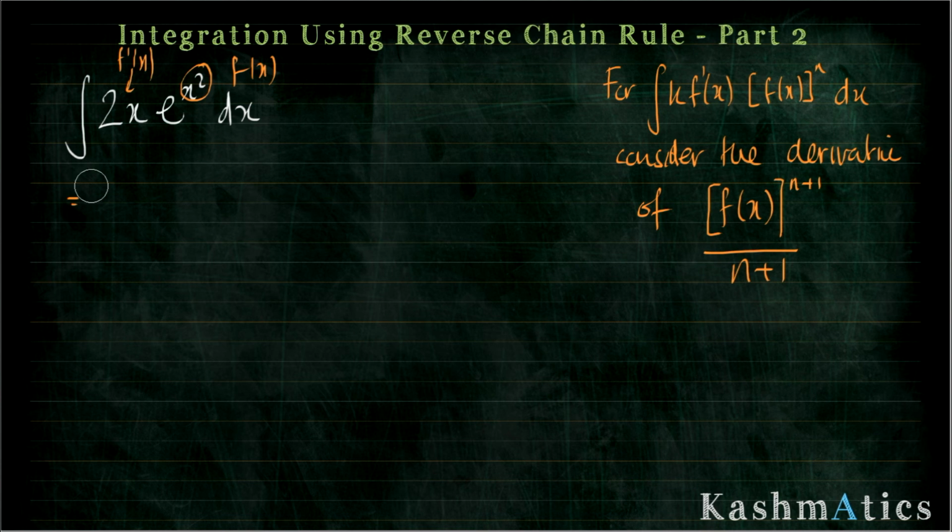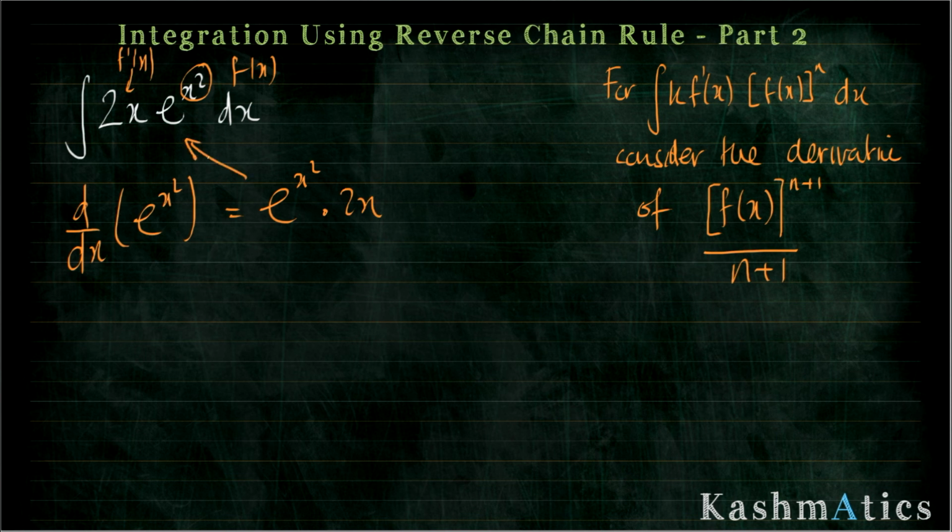So what I would do is consider what the derivative of this bit is. So e to the x squared, and that would give me e to the x squared multiplied by 2x. And that just happens to be that exact integral there. So if you differentiate this to get this, that means if I integrate this, I'll get this. So the answer to this is e to the x squared plus c.